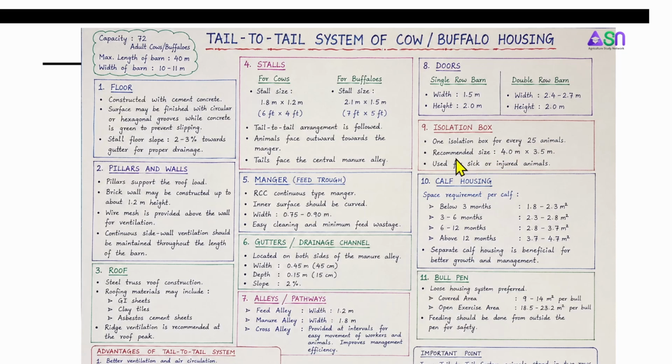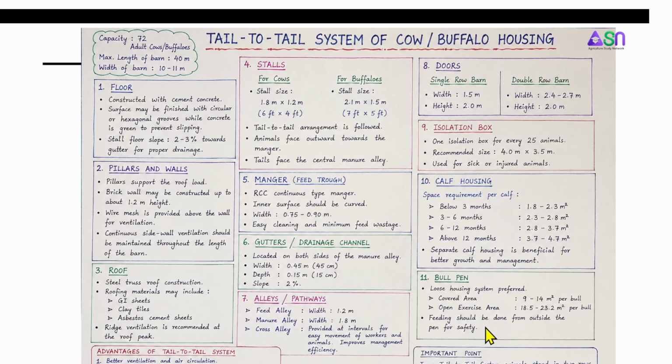Separate calf housing is beneficial for the growth and management of young animals. The age of the young animals and respective space is given here. Next thing is a separate bull pen or bull housing should be provided. Loose housing is generally preferred for the breeding bulls. Each bull should have a covered area of 9 to 14 square meters and an open exercise area of 18.5 to 23.2 square meters. Feeding should always be done from outside the housing to ensure the safety of workers.